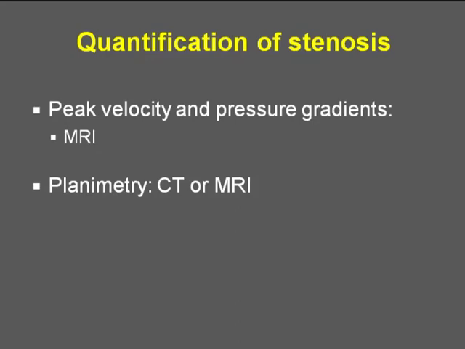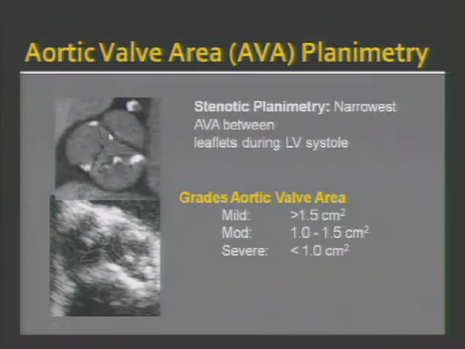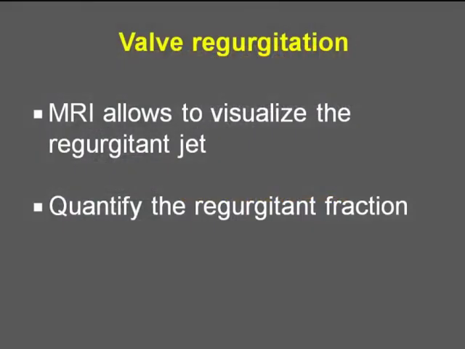The other way is to do planimetry, and this is possible on both CT and MRI, because it looks at the anatomy. What I mean by planimetry is, in systole, when the valve is maximally open, you identify the narrowest area between the leaflets, and you draw out that area. This has been done by different people, and there's been a lot of work on this. It's been shown to correlate with the degree of aortic stenosis and the pressure gradients.